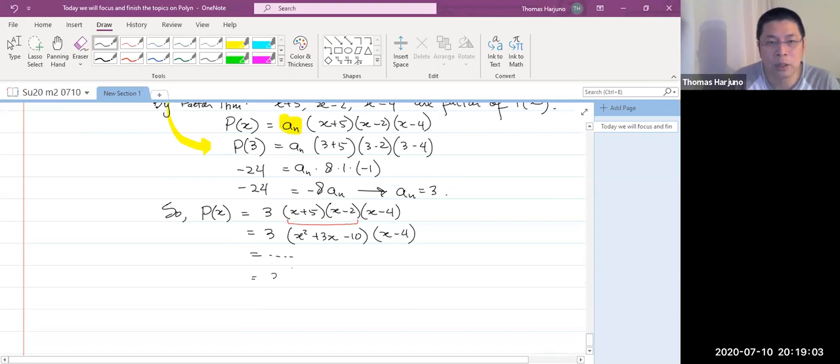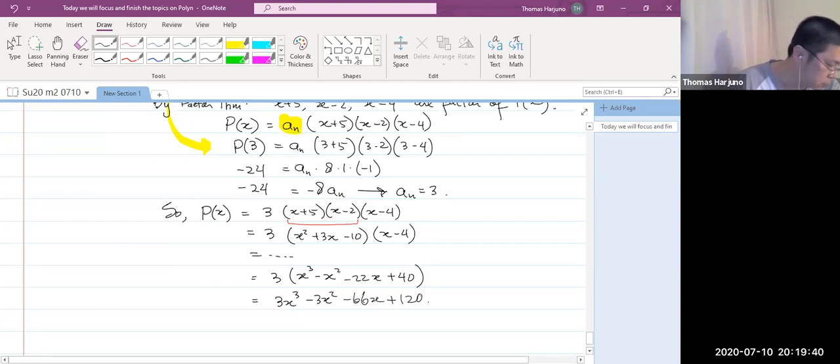This will be 1 times x cubed. How many x squared? -4, 3, so -x squared. How many x? -12 plus -10, that's -22, plus 40. So multiply by 3, that will be 3x cubed minus 3x squared minus 66x plus 120. That's the polynomial.